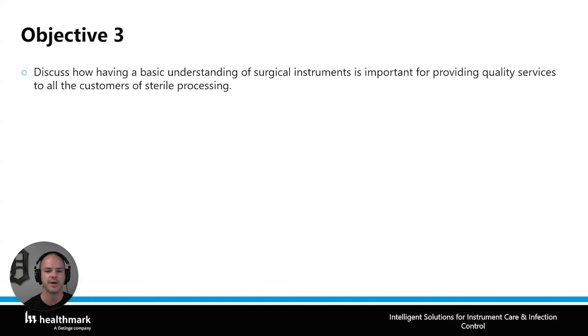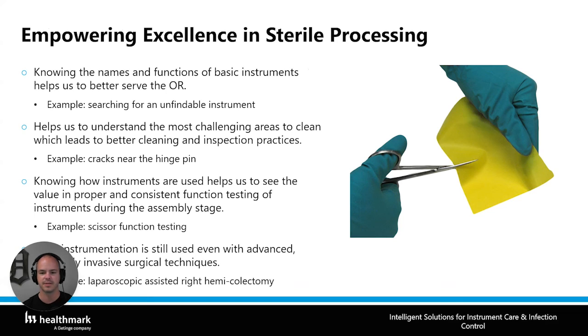And then now we can move on to objective 3, which is discussing how having a basic understanding of surgical instruments is so important for providing quality services to the customers of sterile processing. So let's consider some of this. What we want to do with any of these educational programs is we want to further empower sterile processing to provide excellent service. And one of the things about knowing the names and functions of basic instruments, it really does help us to better serve the OR.